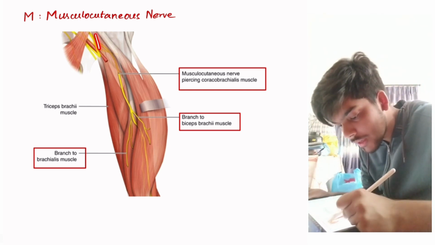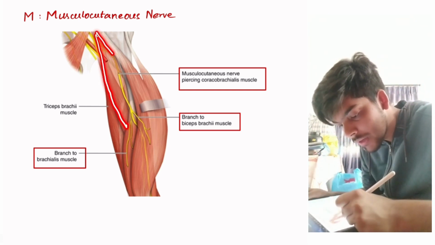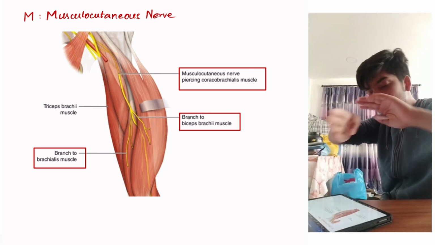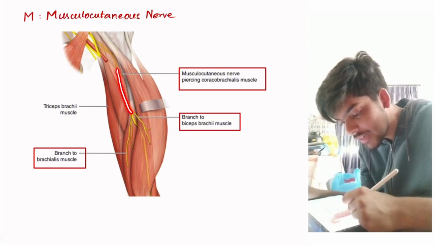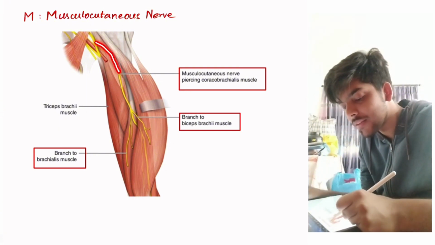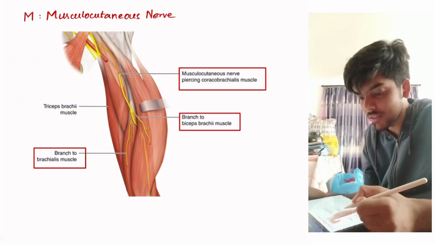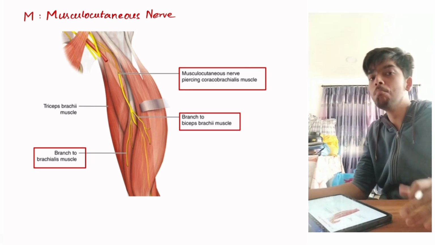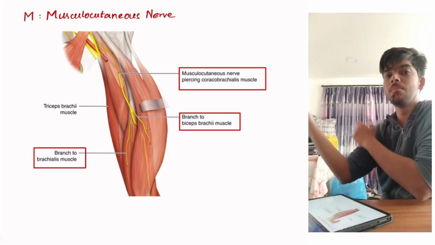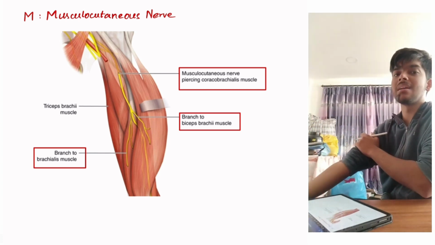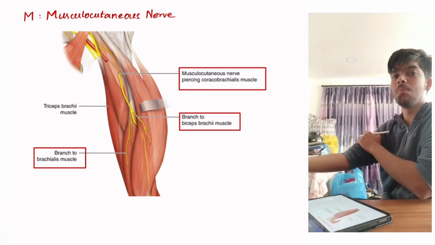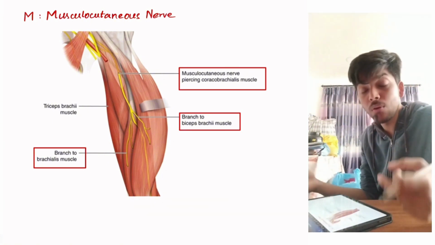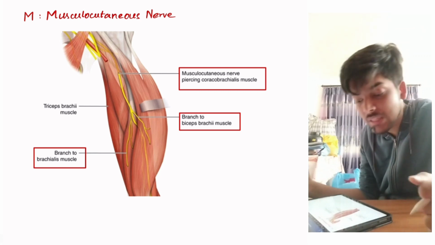So here's a muscle of the arm. This particular nerve pierces through the muscle and then supplies down here. This particular branch of the lateral chord is the musculocutaneous nerve. The musculocutaneous nerve supplies the muscles in front of the arm, which are responsible for the flexion of the elbow joint. And these muscles are biceps brachii muscle, coracobrachialis muscle, and brachialis muscle.